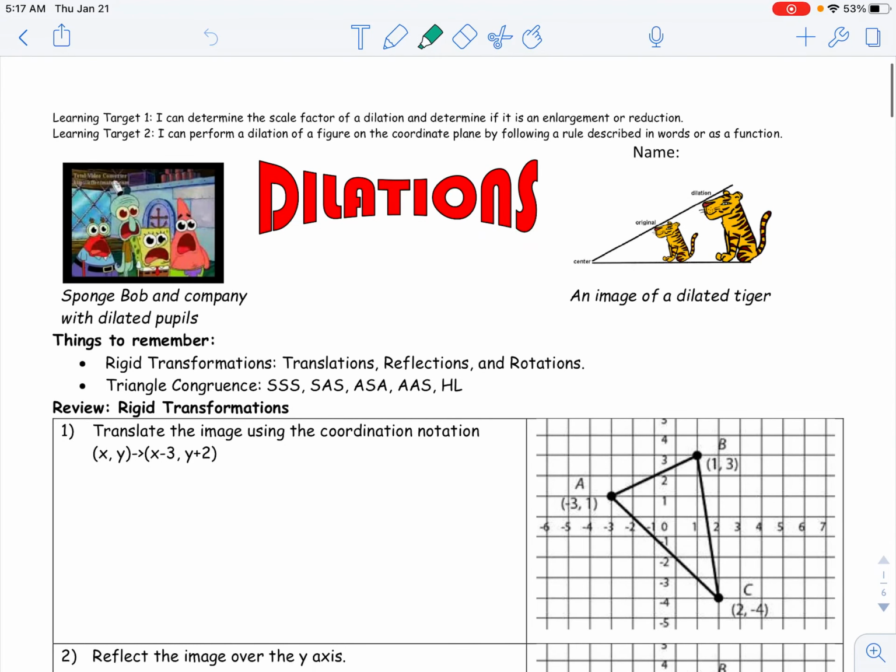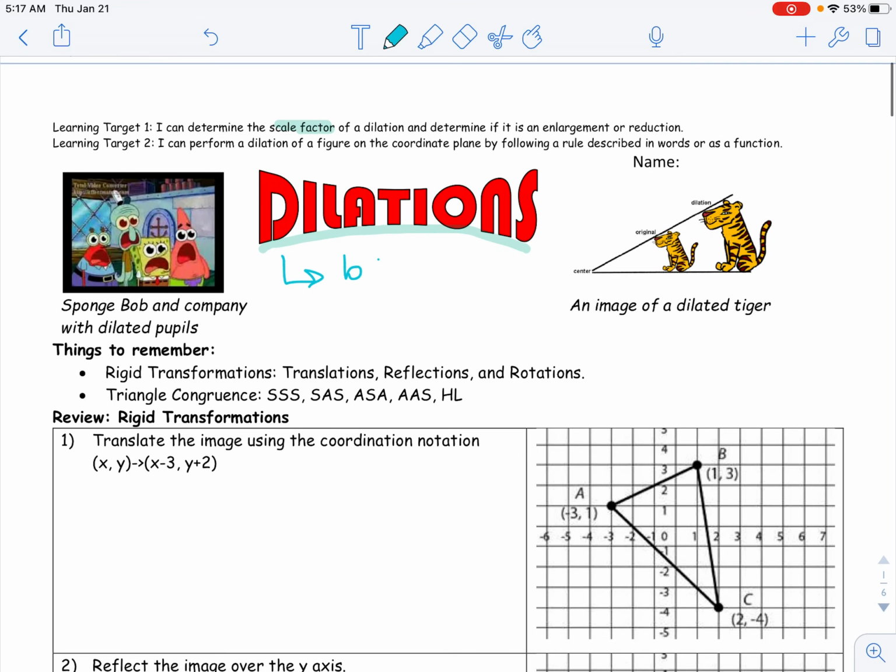Okay, students, so we're here in Unit 6 in dilations. Alright, dilations, we're going to be talking about similarity, scale factor, a whole bunch of things. And what this really means is we're going to make things big or small. Okay, that's really kind of the summary of it.